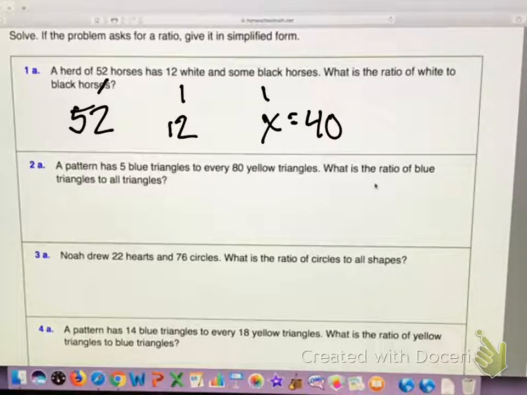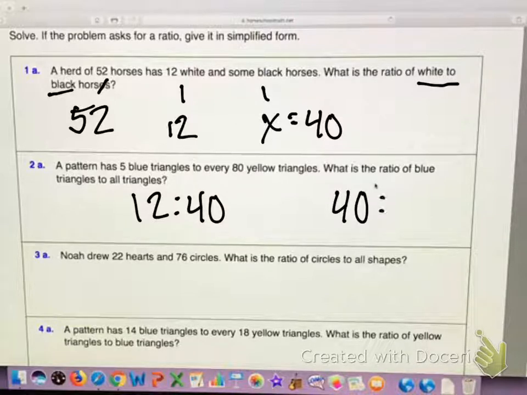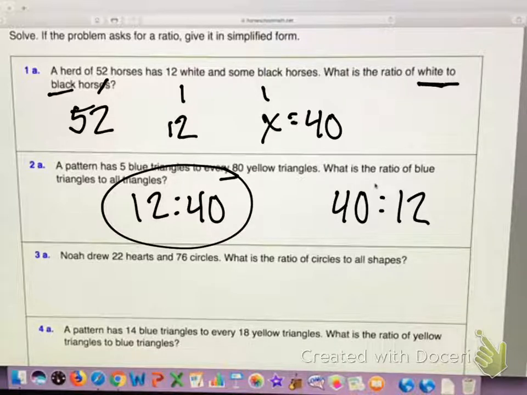You just did subtraction. Come on, you guys. Just subtraction. Super easy. What's the ratio of white to black? White to black. Would I write that as 12 to 40 or 40 to 12? Which one's correct? Miles. 12 to 40 because it asks us white, which is 12, and black, which is 40. But is that our end answer? No. We have to simplify.